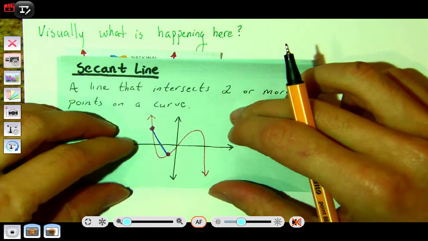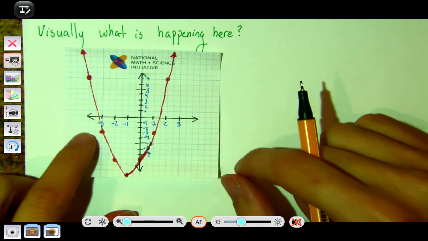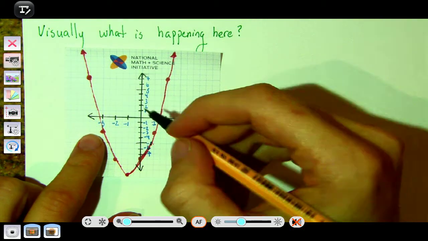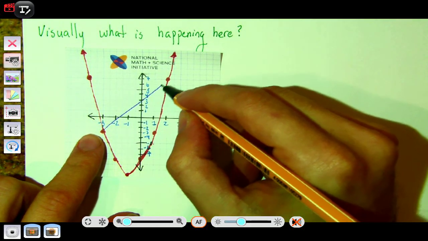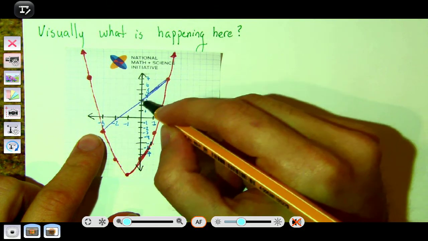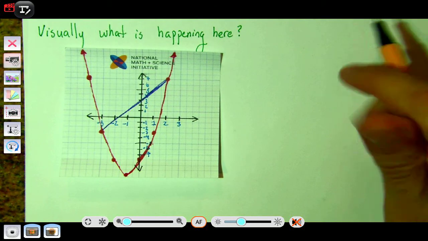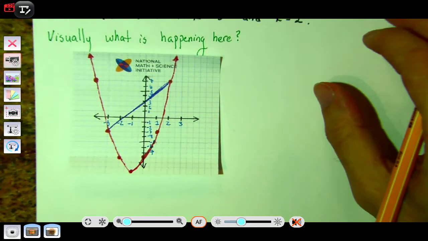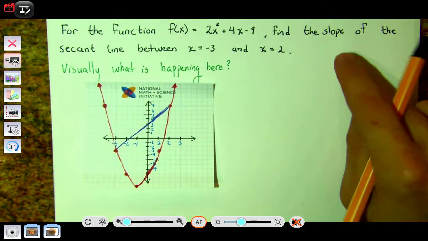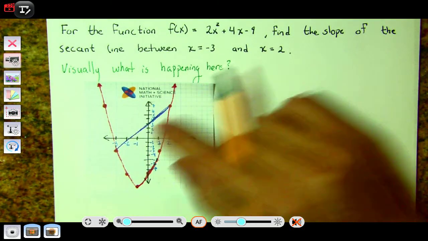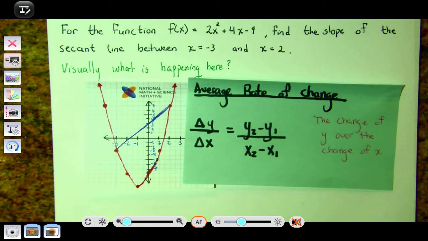Now here, notice that at x equals -3 and at x equals 2, we just want to connect this secant line. So visually, this is what's happening. But what is the question actually asking us to find? It's saying, what is the slope of the secant line? And notice that what we did in the previous video, finding the slope was the same as finding the average rate of change.